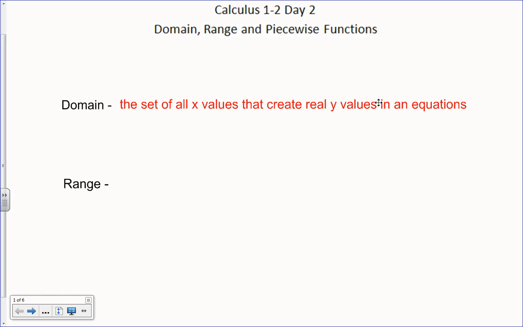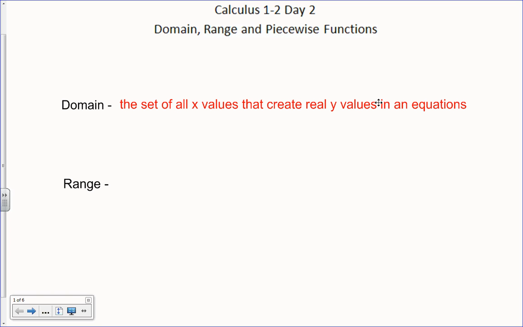Oh, yeah, the question here is that on your notes it says interval notation where mine says piecewise functions. That's because last year I changed it, and piecewise functions is actually going to be day 3. So that's why I changed it to interval notation on your notes. Good question.